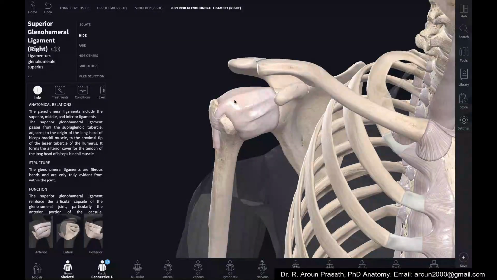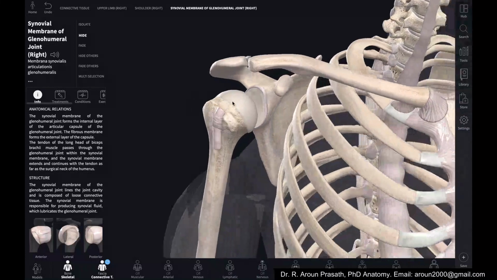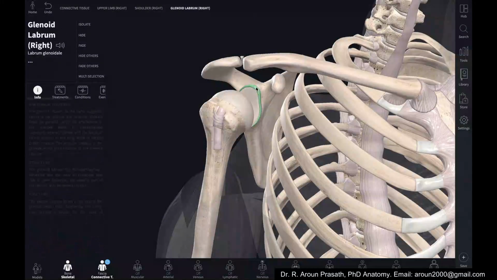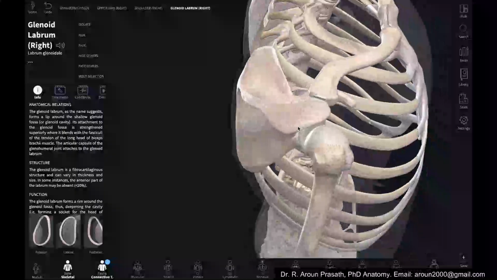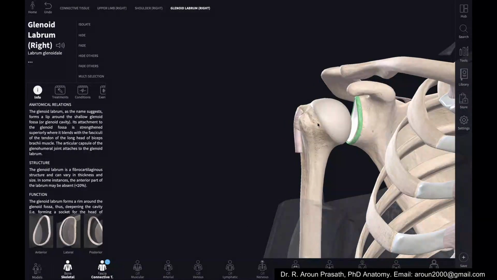Now what you see is the joint capsule, and this is called the glenoid labrum. It is like a thick cartilage.